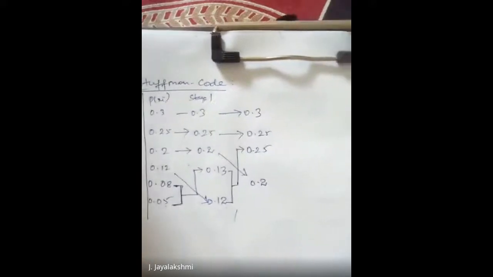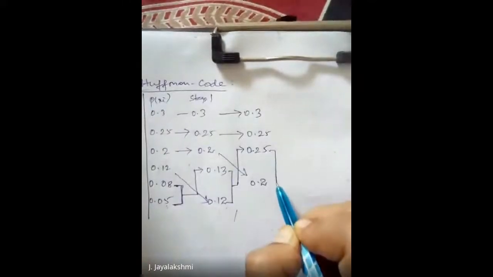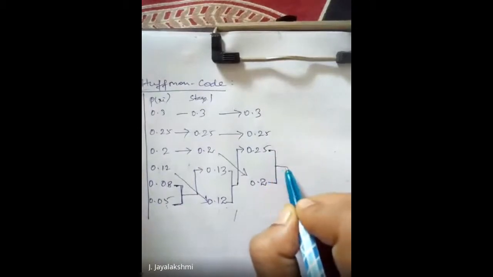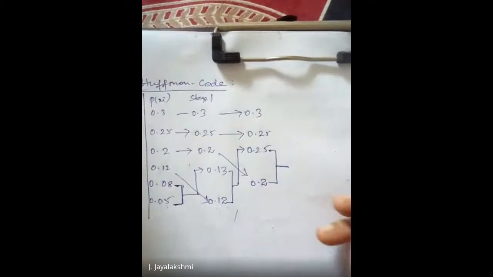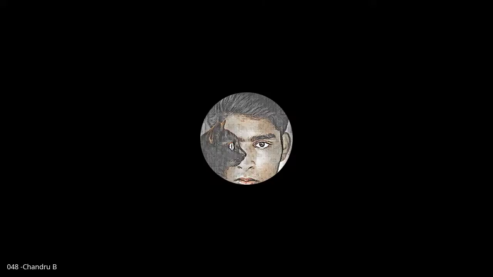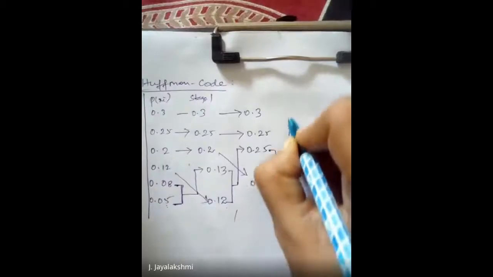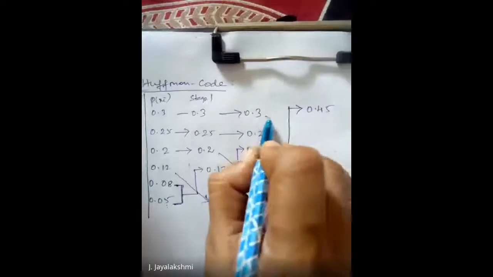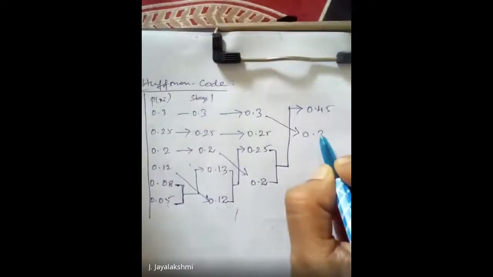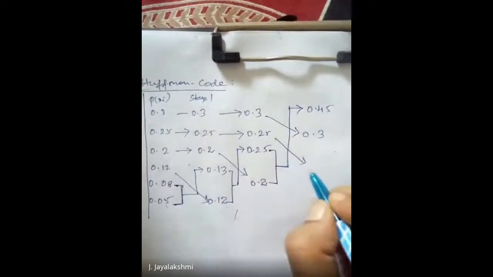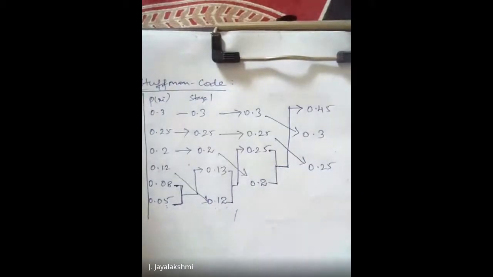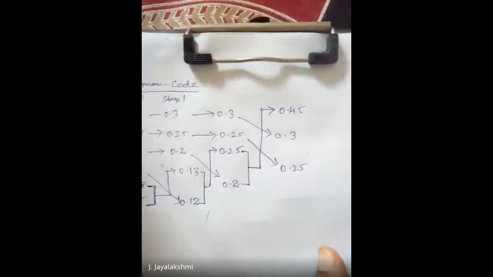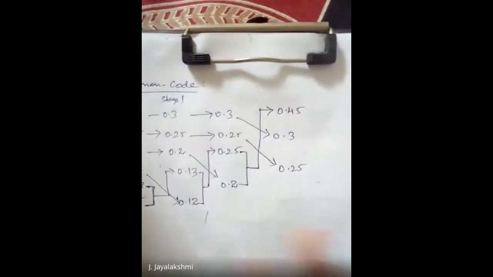Now add the last two probabilities. 0.45. So this becomes now the highest, 0.45. So bring 0.3 here and 0.25 here. Okay. Hope you understand how I am writing it.